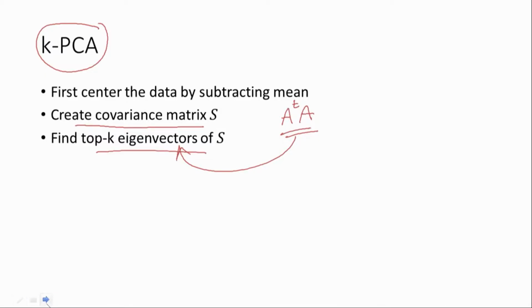But we already saw that the top k eigenvectors of A transpose A are really the same as the right singular vectors of the matrix A, right? So therefore, all that we are doing is this. So remember this. Any k-PCA algorithm might have fancy names. It's really just taking the singular vectors.